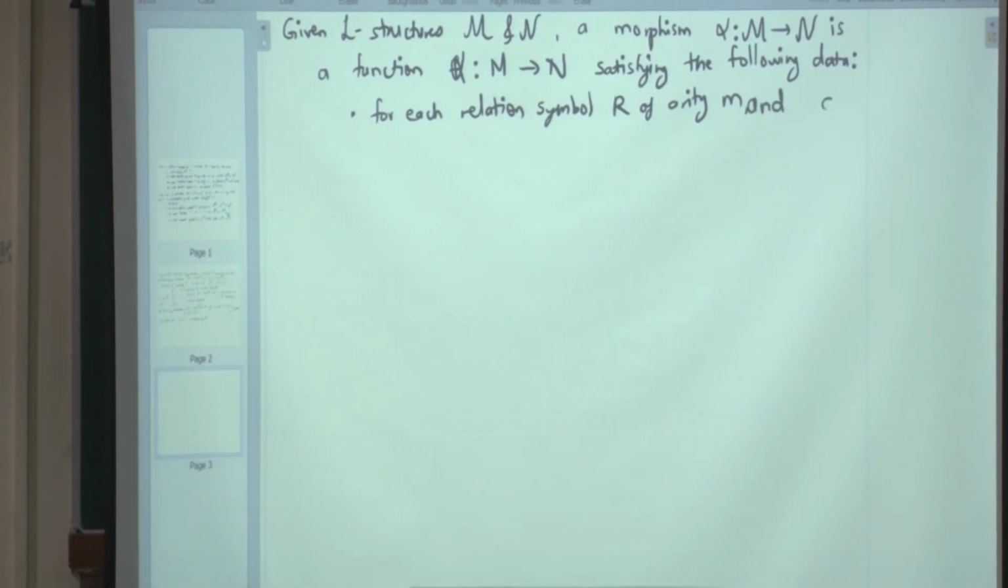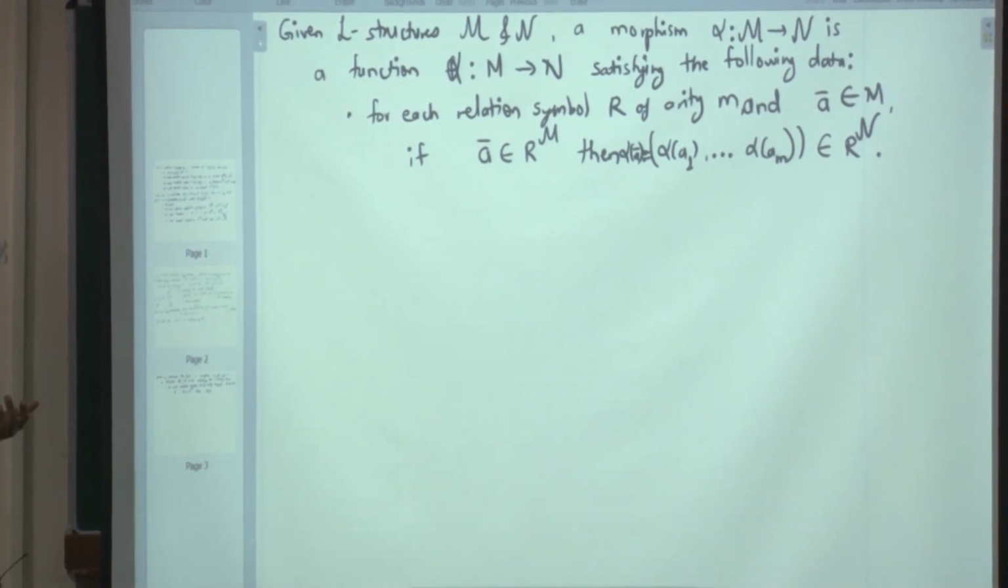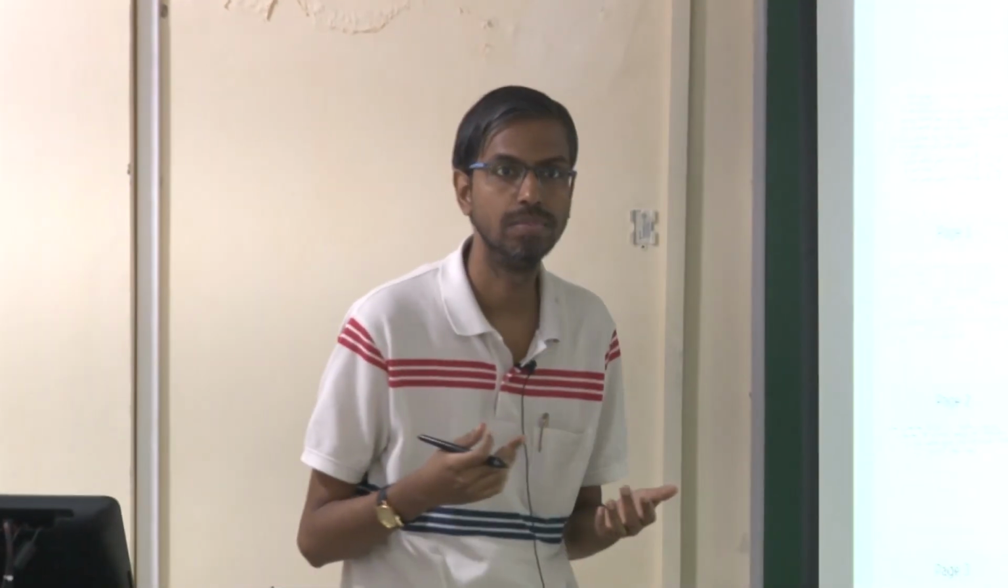And a bar in M, we have a bar belongs to R_M implies, sorry, maybe I should not use this notation because I am prohibiting you from doing so. So, if a bar belongs to R_M, then alpha of a1, alpha of a2 up to alpha of a_m, this is what we will call alpha of a bar, belongs to R_N. Alpha a bar is the shortcut to write this. Component wise, apply alpha. Any question?